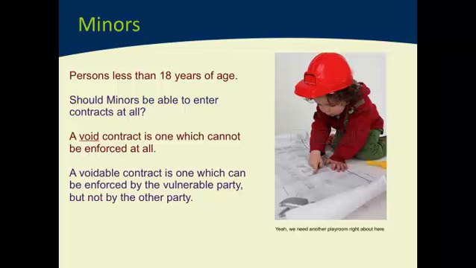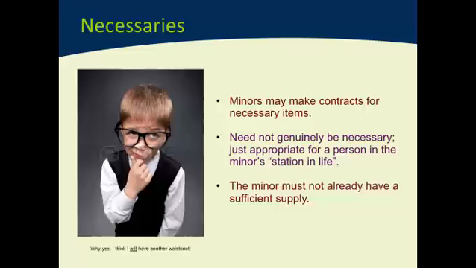Now, having made that distinction between those three types, let's go through and have a look at some of the cases, and let's look at how contracts with minors actually work. The first thing we look at is contracts for necessaries. Now, a minor may make contracts for what we call necessary items.